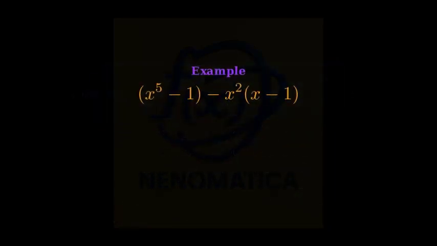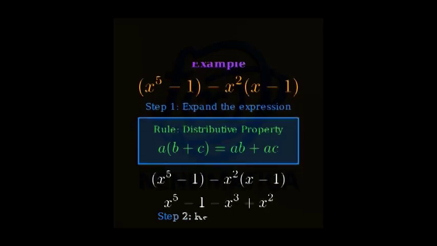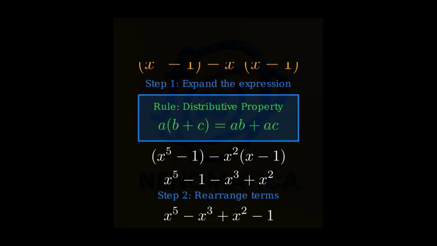We want to factor the expression x to the power of 5 minus 1 minus x squared times (x minus 1). We'll start by expanding the expression. First, let's distribute x squared into the parenthesis containing x minus 1. Now, let's rearrange this expression to group terms by their powers. We have x to the power of 5 minus x cubed plus x squared minus 1.